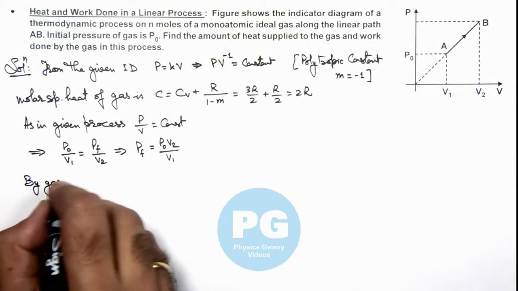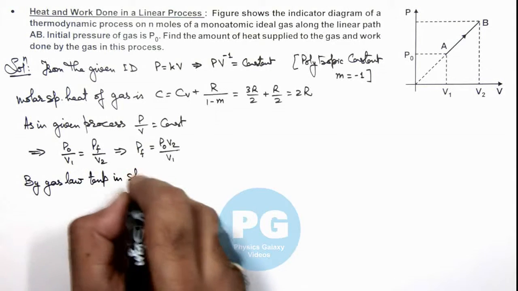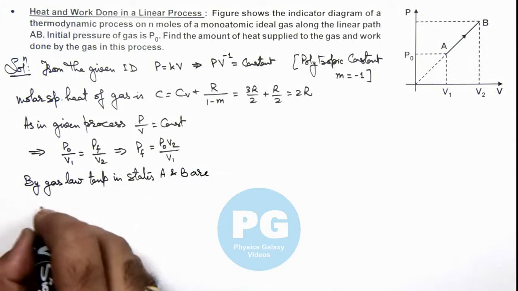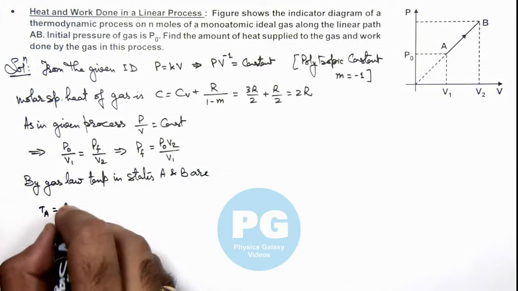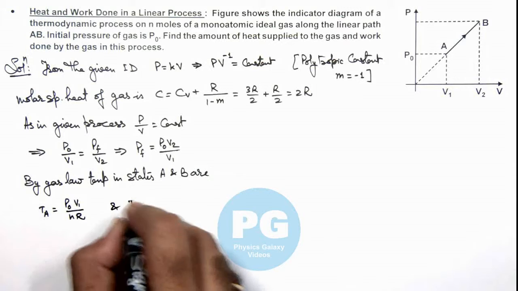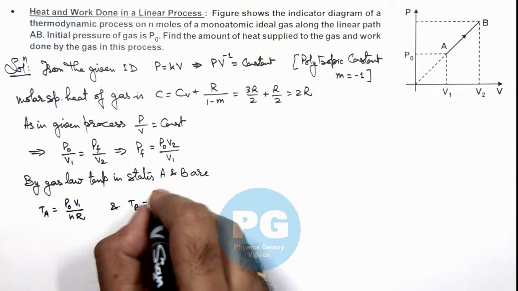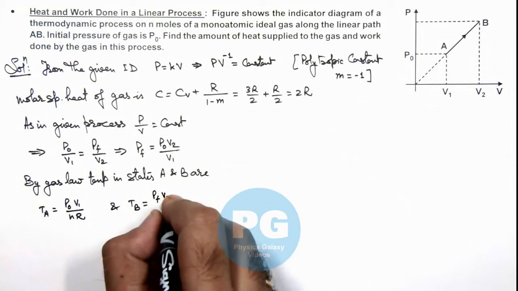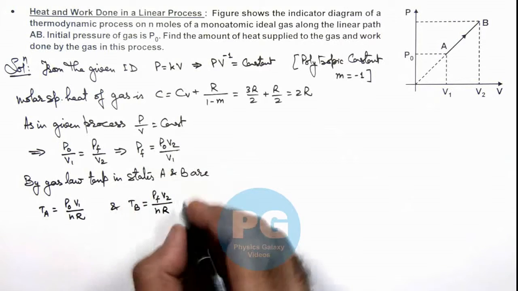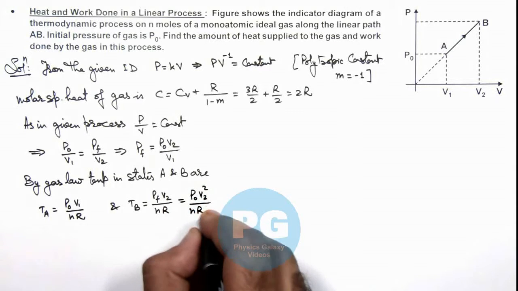By the gas law, the temperatures in states A and B are, here I can write the temperature in state A is P0 V1 by nR, and the temperature in state B is the pressure in state B, which is P final V2 by nR. If we substitute the value of P final over here, this gives us P0 V2 square by nR V1.